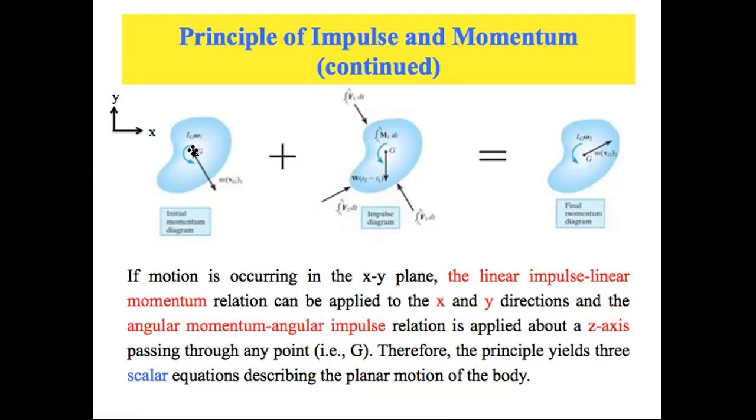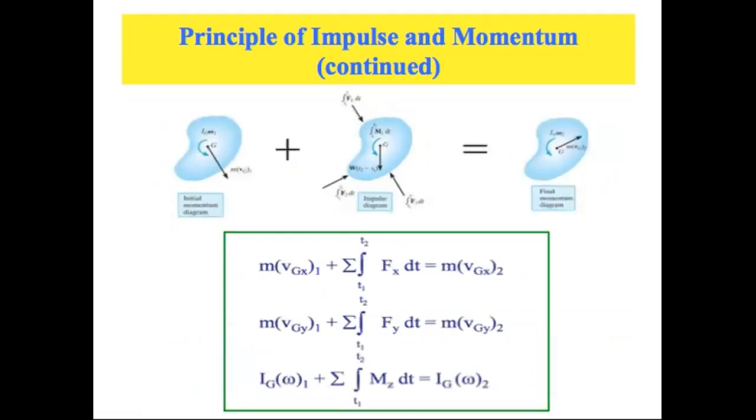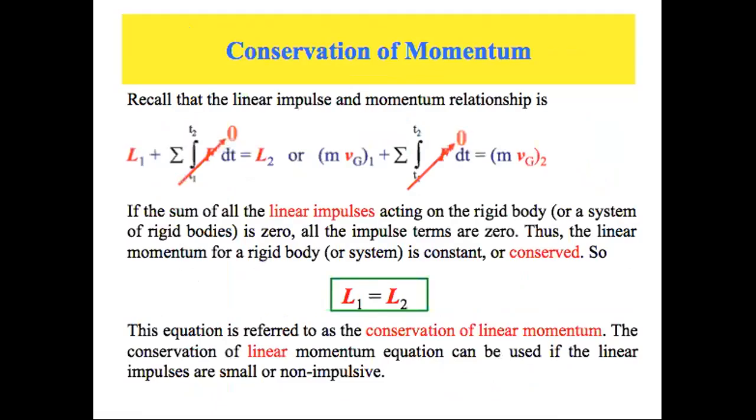As you can see in this figure, we have two linear impulses in the xy plane, and we also have angular momentum about point G, which occurs about the z-axis passing through point G. Now we can write these three scalar equations.